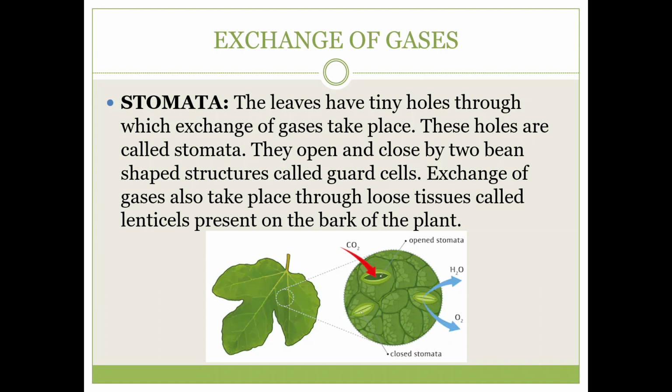The leaves have tiny holes through which exchange of gases takes place. These holes are called stomata. They open and close by 2 bean-shaped structures called guard cells. Exchange of gases also takes place through loose tissues called lenticels present on the bark of the plant.